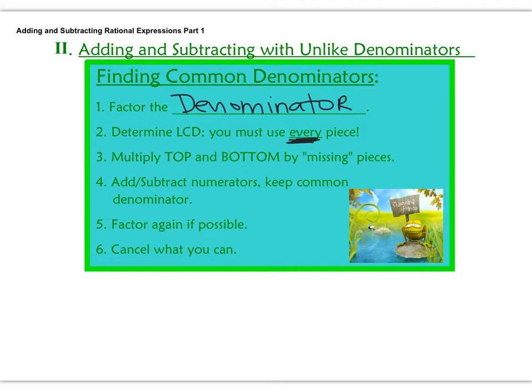So keep in mind what is super glued together with a plus or minus. And then in order to get common denominators, you multiply the top and bottom by its missing piece. So after you do that, you keep the common denominator, factor again if you can, and then cancel what you can.